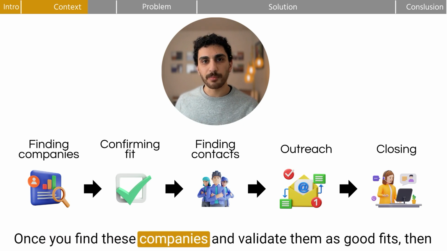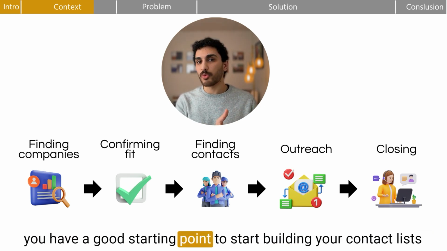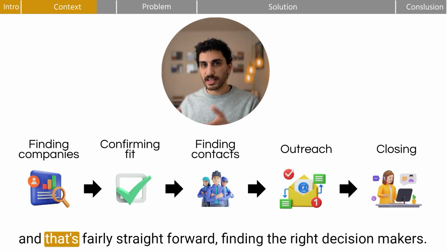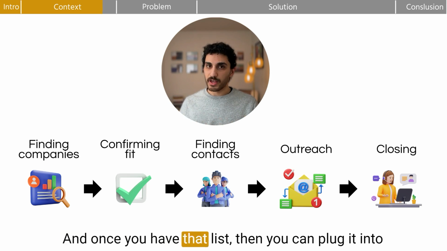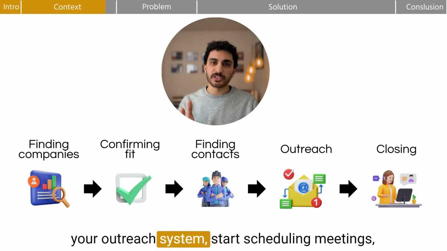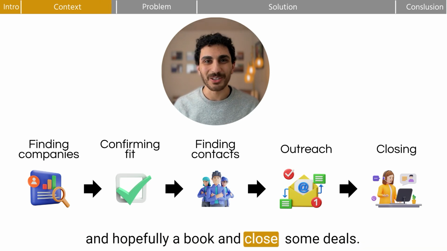Once you find these companies and validate them as good fits, then you have a good starting point to start building your contact lists. And that's fairly straightforward, finding the right decision makers. And once you have that list, then you can plug it into your outreach system, start scheduling meetings, and hopefully book and close some deals.